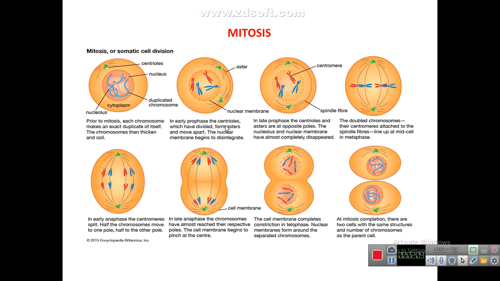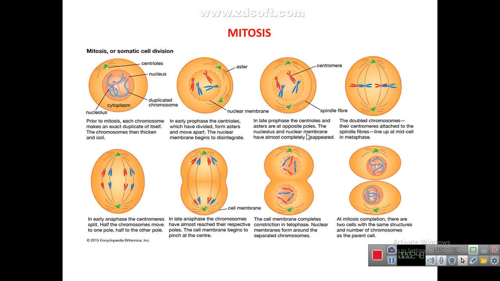Then the mitosis starts, that is the early prophase, in which the centrioles which have already divided form aster and start to move apart from one another. The nuclear membrane starts to disintegrate. Also, the chromatin material starts to become condensed, as a result of which a thread-like structure appears, which is known as the chromosome. It consists of two parts. These arms are known as the chromatids and this part is known as the centromere.